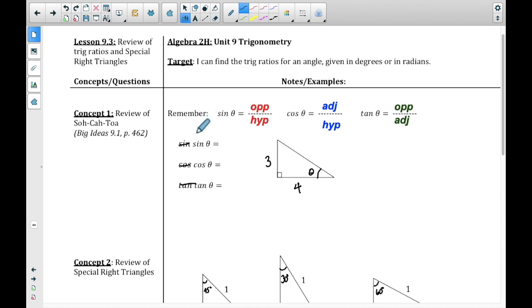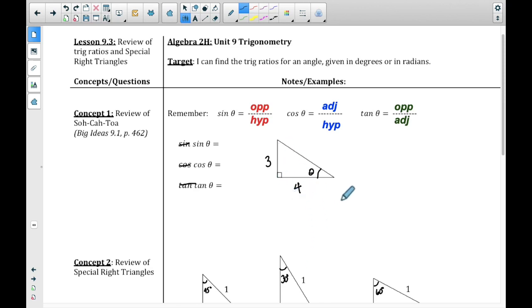Hi guys, this video today is going to be a review of SOHCAHTOA and special right triangles. And these are concepts that you've learned before in geometry, so I think that you will remember a lot of them. So we're going to go through this part pretty quickly. This part might be a little bit of extension, so I'll try to explain some things for sure, but I don't think it'll take too long.